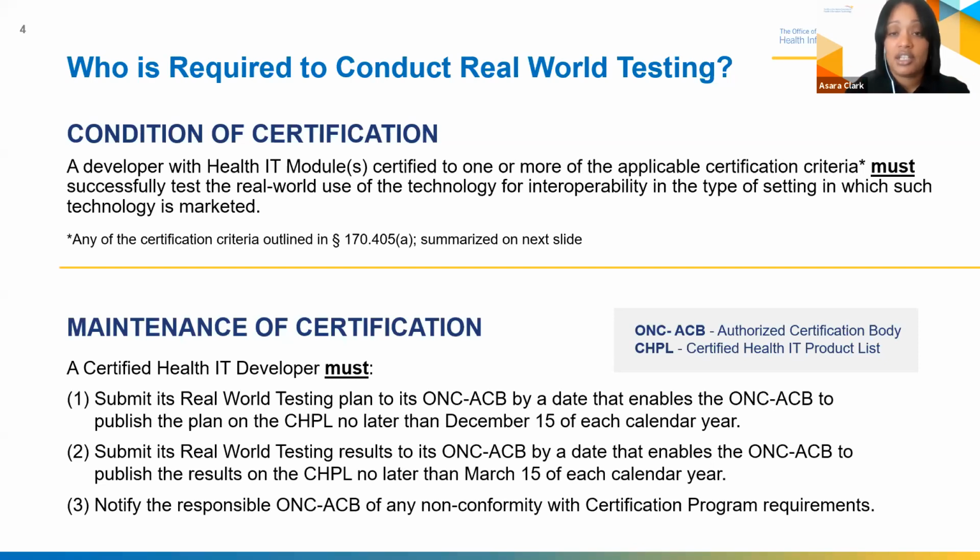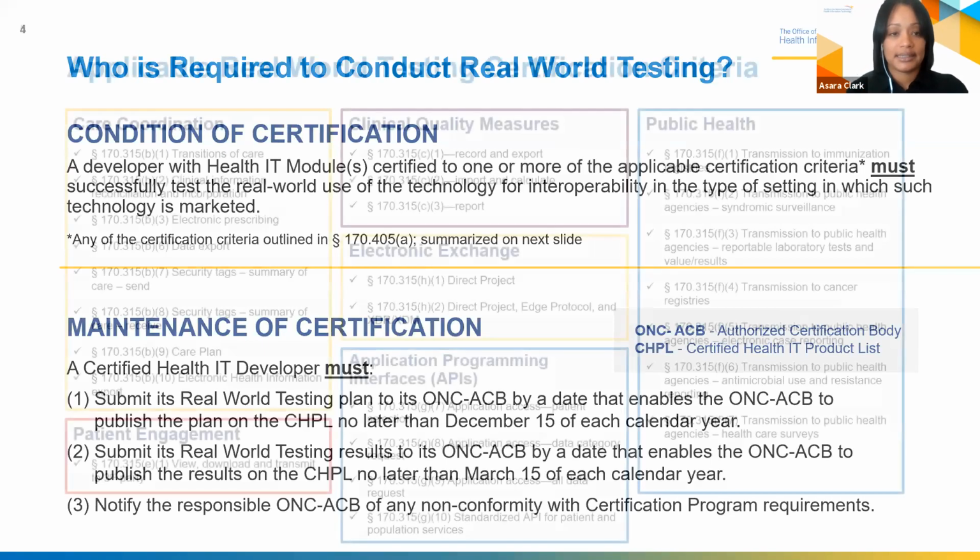So as a condition of certification, you have to real-world test if you have within the scope of your certification any of the applicable real-world testing certification criteria. And as maintenance of certification requirements, you have to do this planning, submit the plan to your ACB. It must be made publicly available, and then you have to report on your real-world testing activities and report to your ONC ACB any nonconformities during real-world testing.